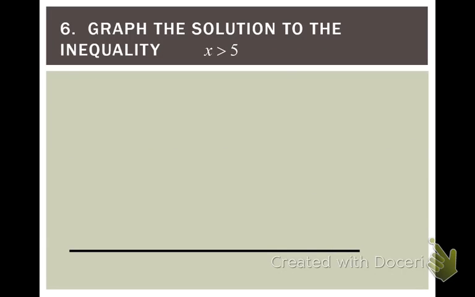Right? So if we're going to graph the solution to the inequality x is greater than 5, and again, I don't really care if you put the 0 in there or not, or if you go the other route. I'm going to put the 0 here in the middle. 5 is going to go to the right. Open or closed circle? Open. And then are we going to shade to the right or to the left? To the right.